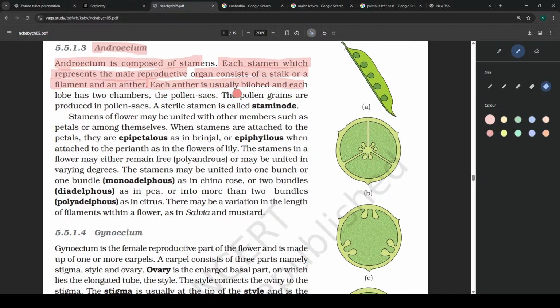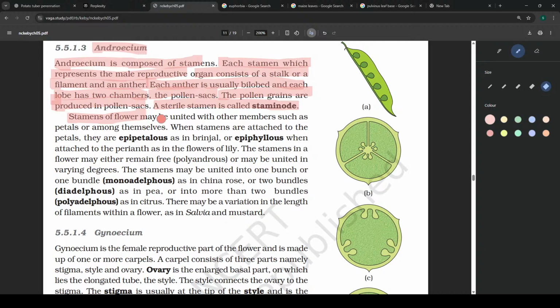Each anther is usually bilobed, and each lobe has 2 chambers. That is what we call a bilobed dithecous anther, meaning there are 2 lobes in a single anther, and each lobe contains 2 chambers, that is 2 separations, 2 thecae, and totally 4 thecae. The pollen grains are produced in pollen sacs, and a sterile stamen which does not produce pollen grains is called a staminode.